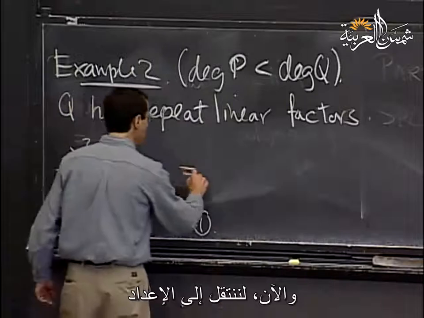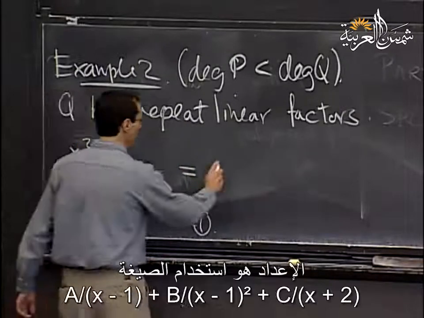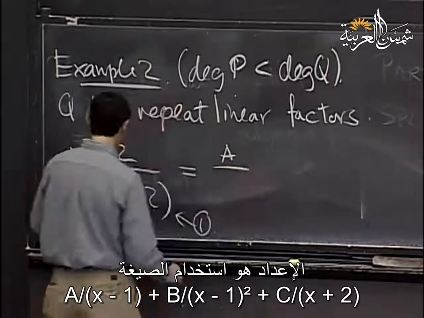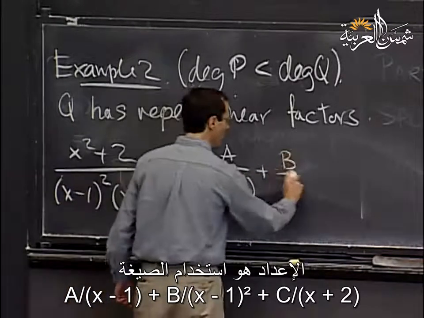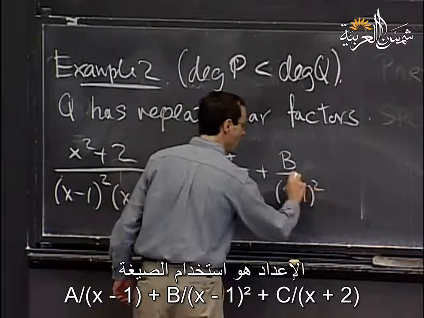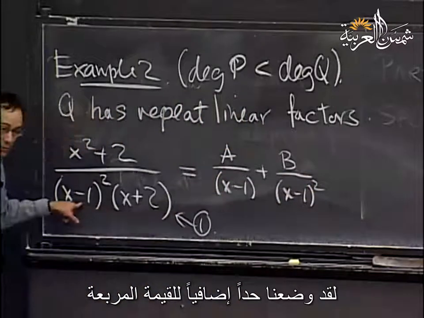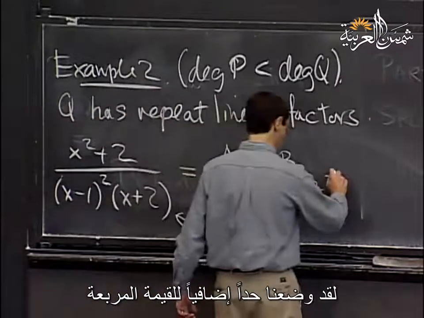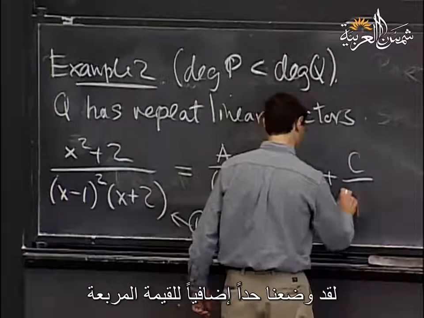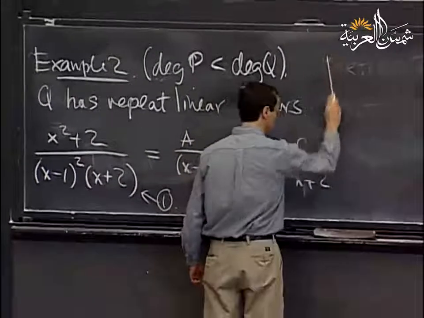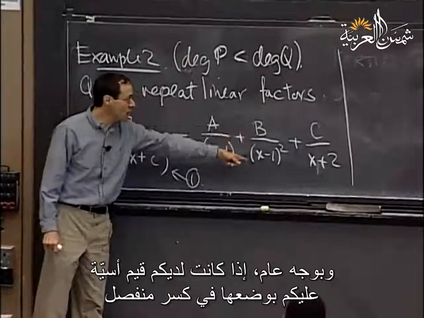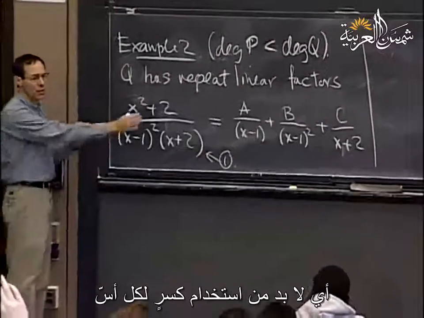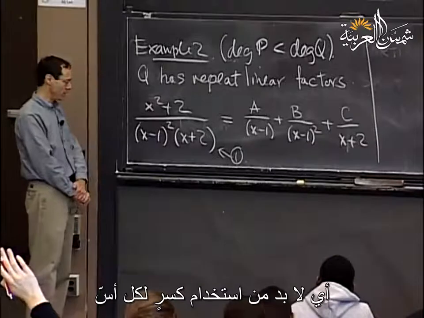And here's what the setup is. The setup is that it's of the form A over x minus 1 plus B over x minus 1 squared. We need another term for the square here, plus C over x plus 2. In general, if you have more powers, you just need to keep on putting in those powers. You need one for each of the powers.